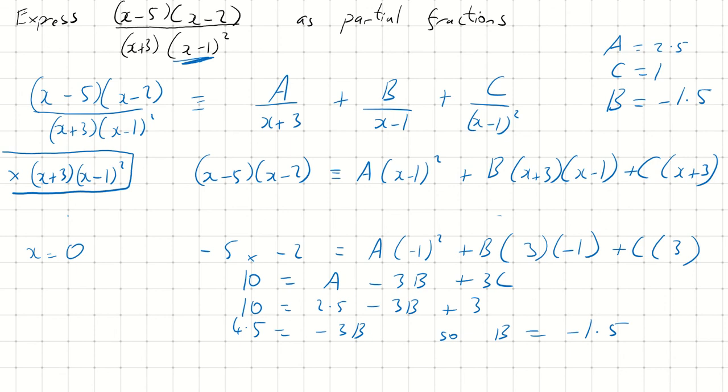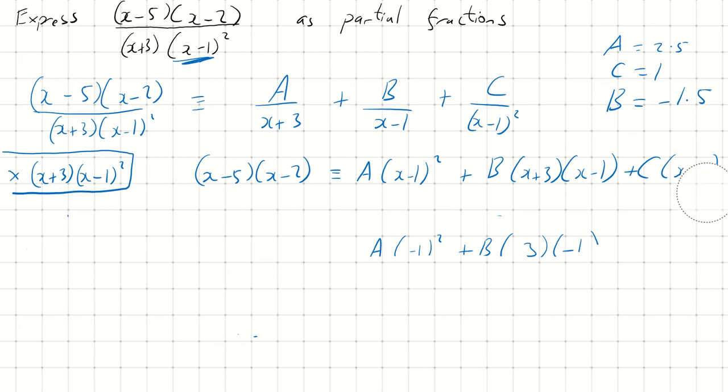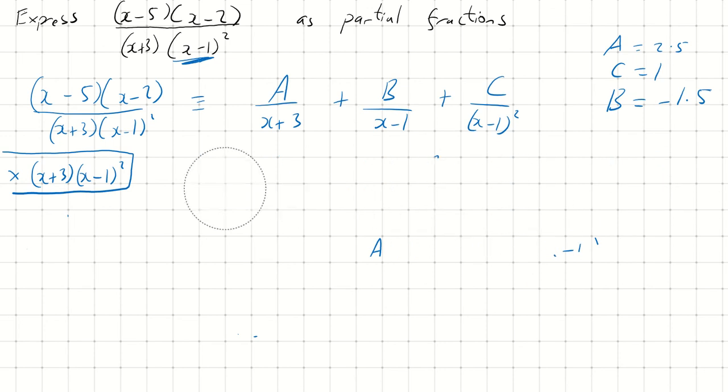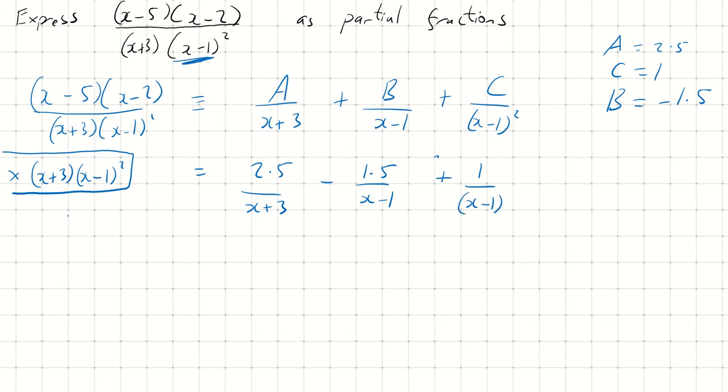I'll write that at the top so we can see it. B is −1.5. So we've worked out what A, B and C are. Now all we have to do is put those into our original partial fractions to get the final answer. Let's strip out this working to give us space. So here's the form that we had, and we're going to substitute in. So we had 2.5 over (x + 3) minus 1.5 over (x − 1) plus 1 over (x − 1)². So we're sort of done there.